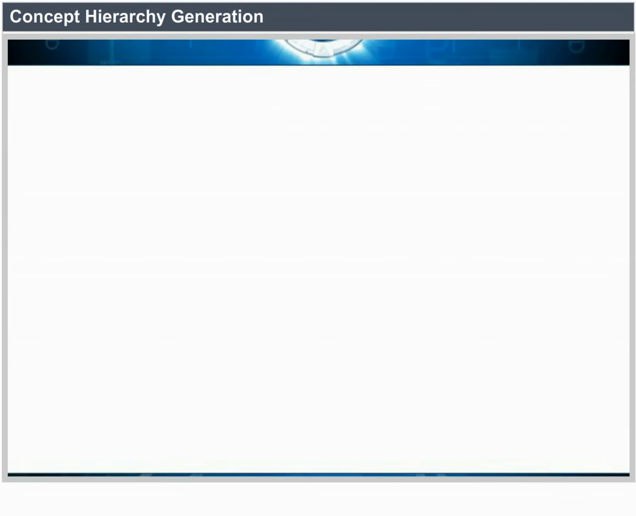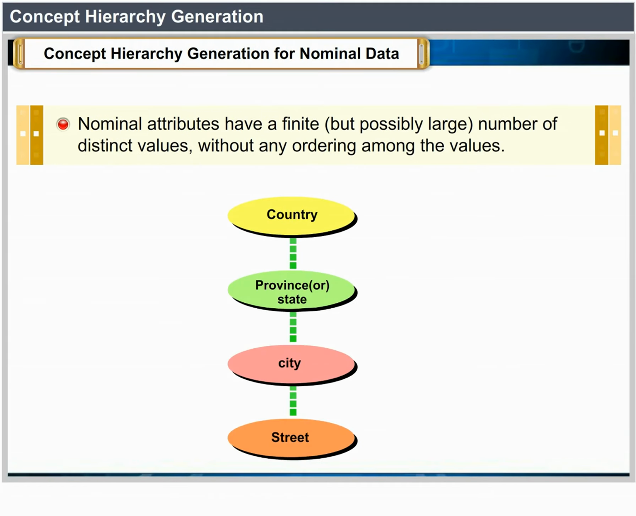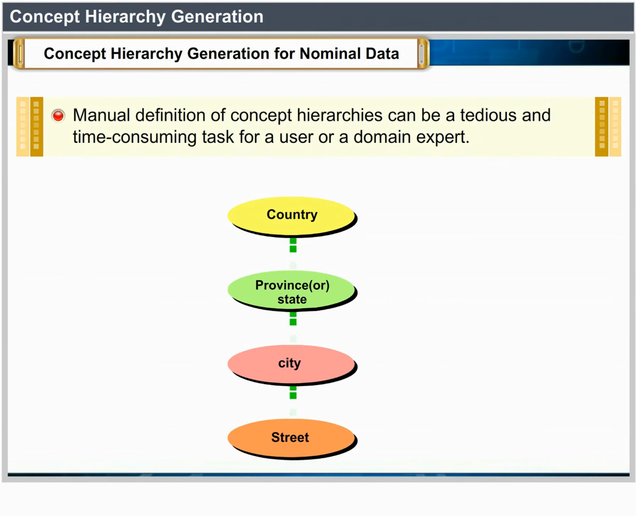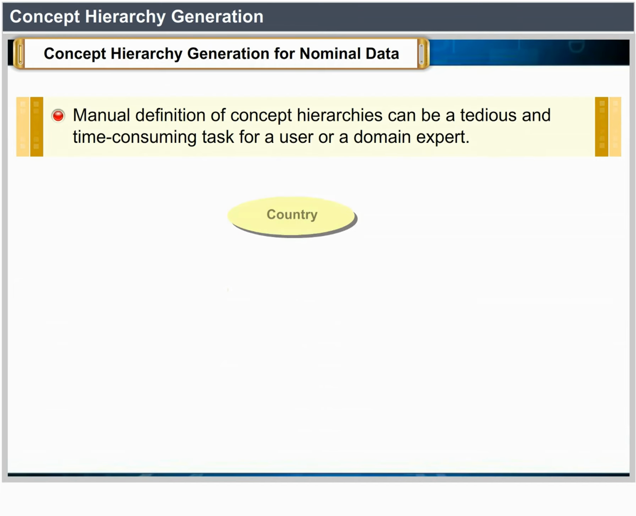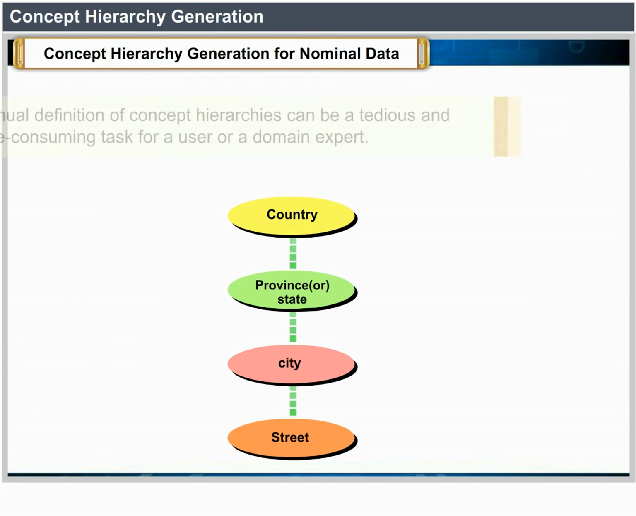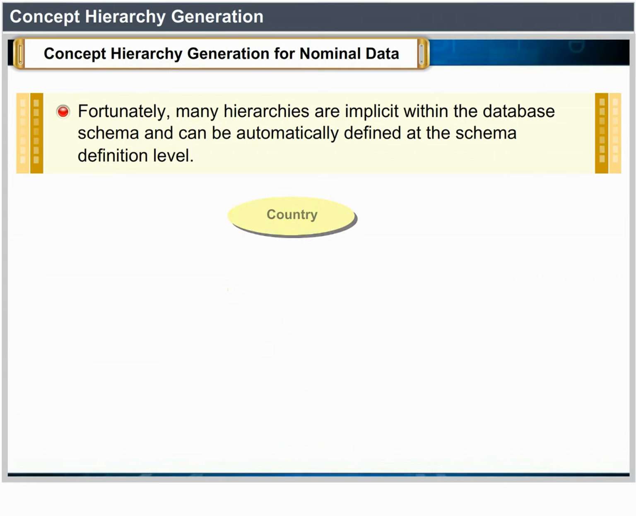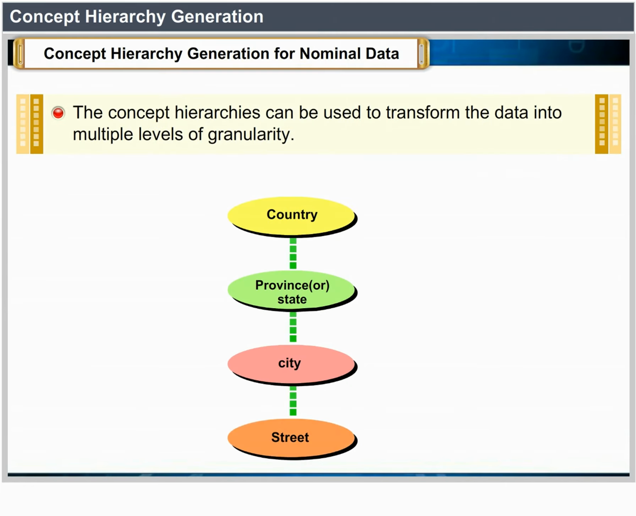Concept hierarchy generation. Concept hierarchy generation for nominal data. Nominal attributes have a finite, but possibly large number of distinct values with no ordering among the values. Manual definition of concept hierarchies can be a tedious and time-consuming task for a user or domain expert. Fortunately, many hierarchies are implicit within the database schema and can be automatically defined at the schema definition level. The concept hierarchies can be used to transform the data into multiple levels of granularity.